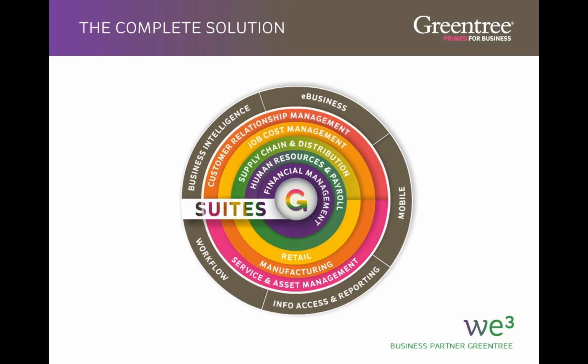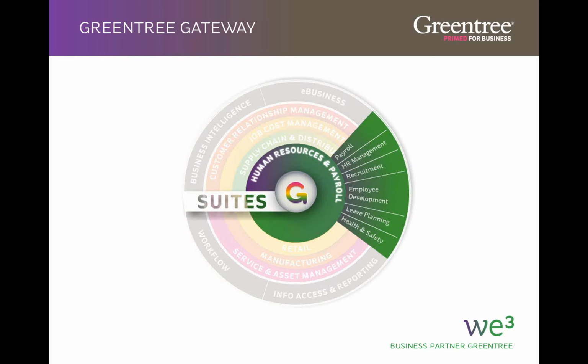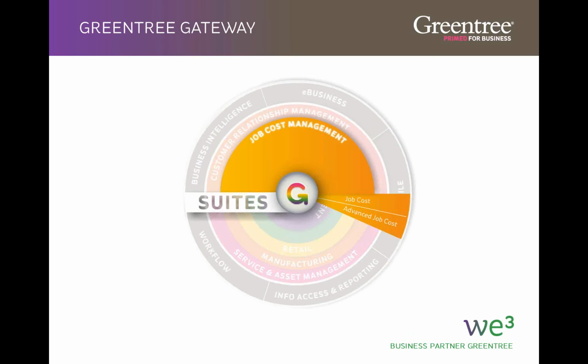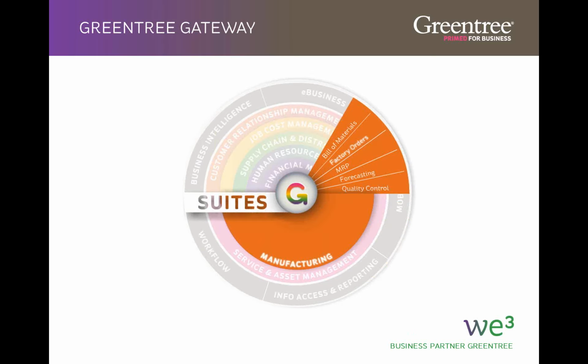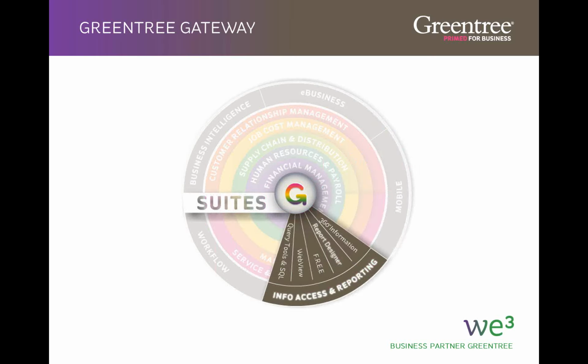So the core of our product is our financial management, where of course you have things like general ledger, accounts payable, receivable, fixed assets, all that sort of thing. We do human resources and payroll. We do supply chain and distribution, project costing, manufacturing, so bills and materials, MRP, those sorts of things, quality control, including contracts, access to reporting, of course, so lots of different types of reporting options for our users, including web-based reporting, Excel reporting, and reporting within Greentree itself.